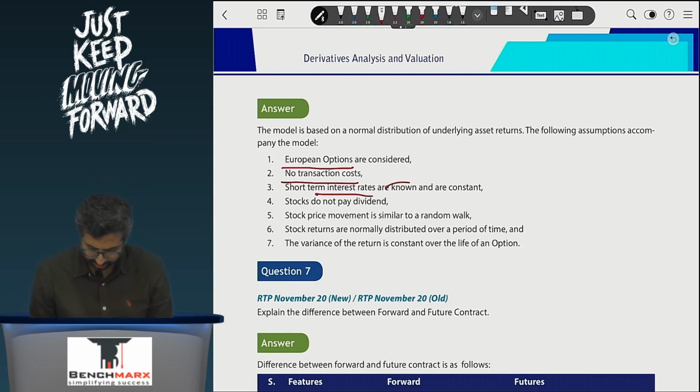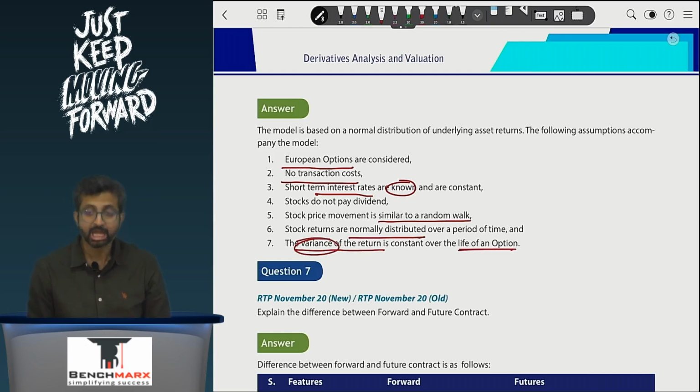Short-term interest rates are known, are constant, stocks don't pay dividend, price movements are similar to random walk, they can move in any way, and the returns are normally distributed. And the variance of return is constant over the life of the option. Variance. Remember for Black-Scholes we had said that how will we know that we have to do Black-Scholes? There will be standard deviation or variance given to us. So that variance will be necessary in case of a Black-Scholes question.